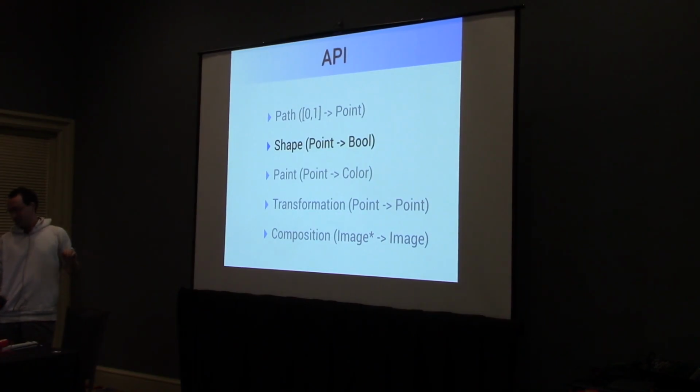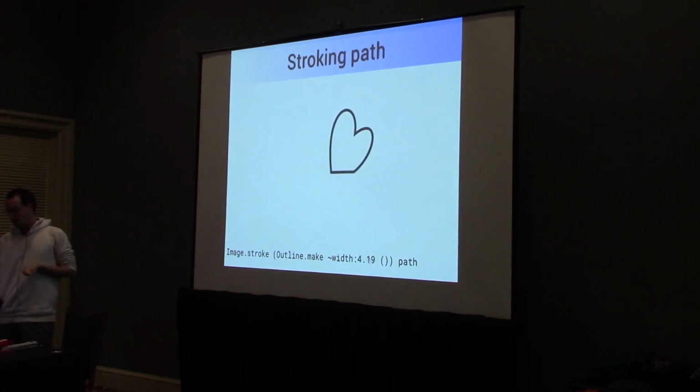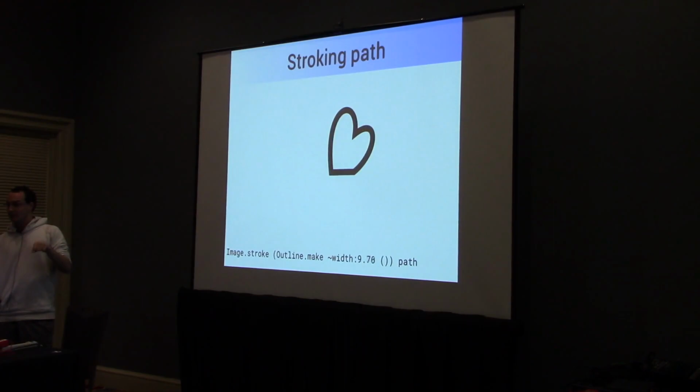Now shapes. Once you have described a path with the previous API, there are two ways to turn it into a shape. The first one is to fill. So you will consider the inside of the path as a shape. And the other way is to stroke it. So you give some thickness to points that are on the path, and this turns it into a surface. So the API looks like this when you apply that to the previous path.